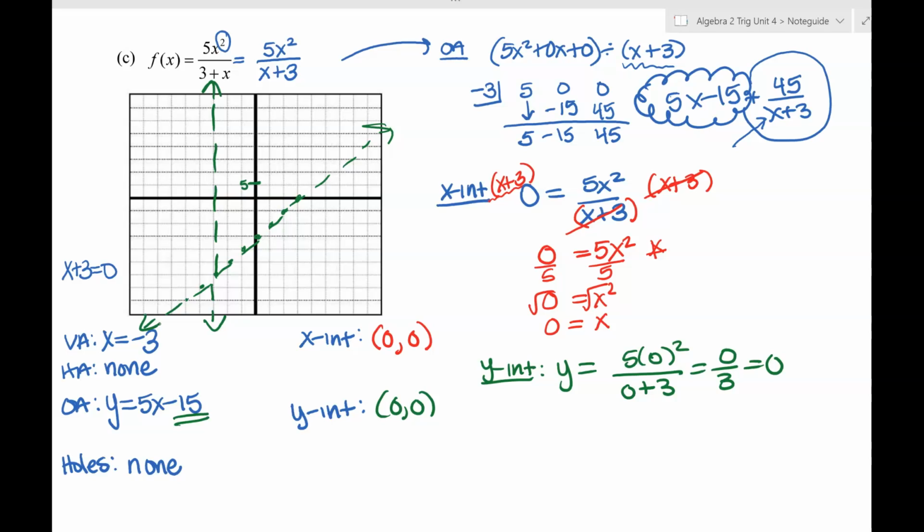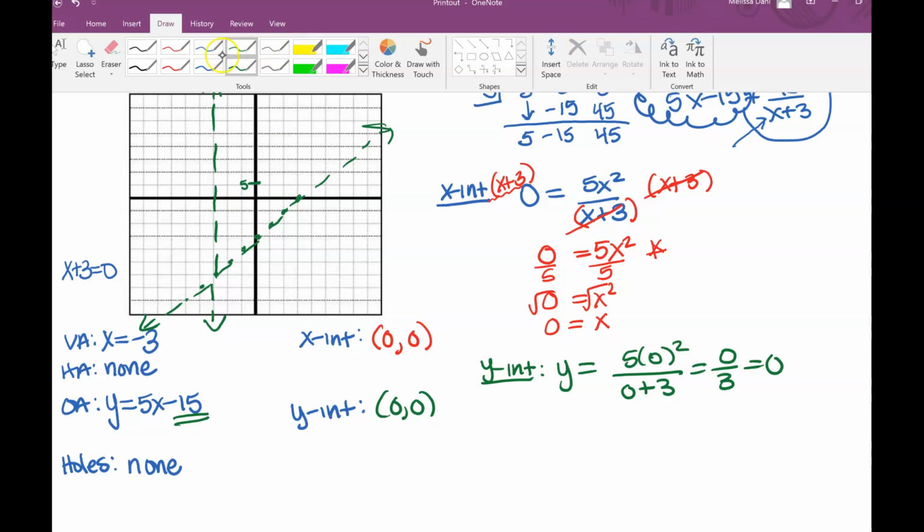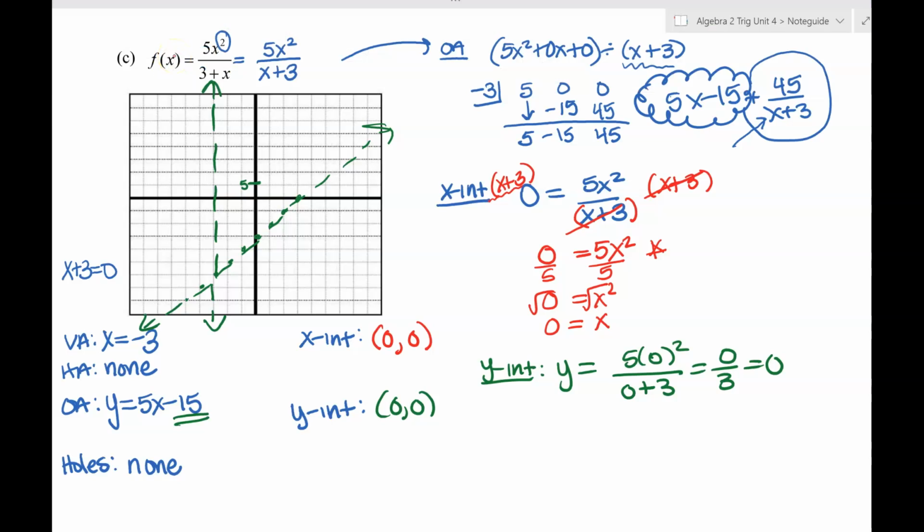So I have this here. And now I'm going to plot some points that actually belong on my graph. There's no hole to plot, and the x and y intercept are the same. And now I've got to figure out what's happening.